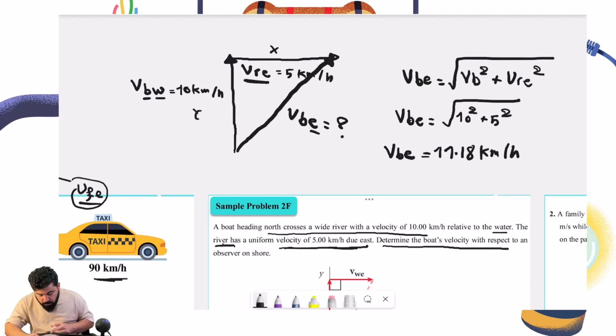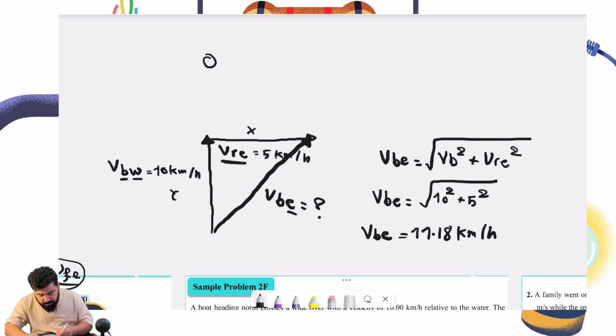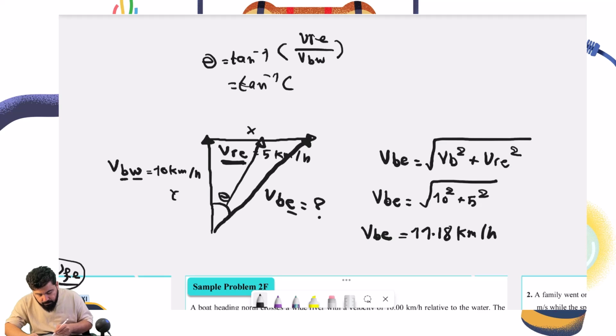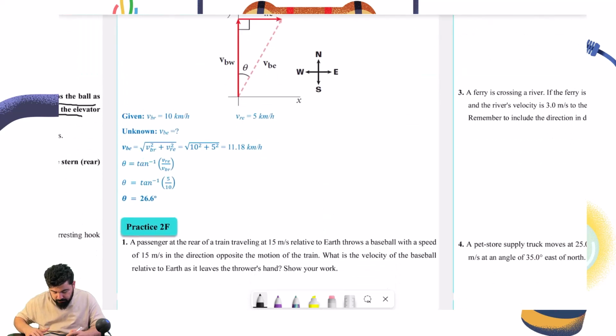If you want to find the direction, it's really easy. Theta is equal to what? This is the angle, basically. Theta is equal to tan inverse of opposite divided by adjacent. This is opposite the angle. So opposite is VRE, divided by adjacent, the velocity of the boat relative to the water. So tan inverse of 5 divided by 10. I get 26.6 degrees. This is sample problem 2F.